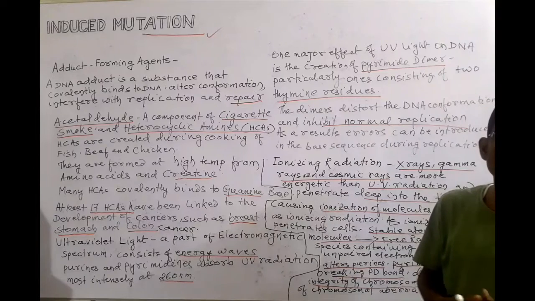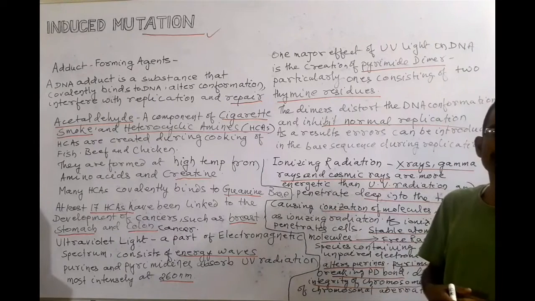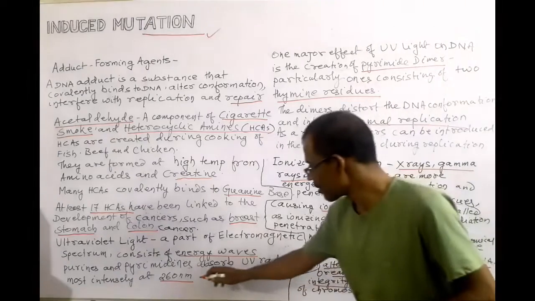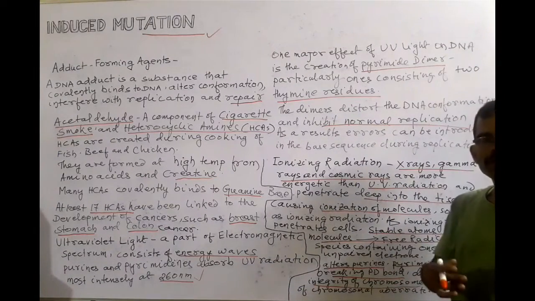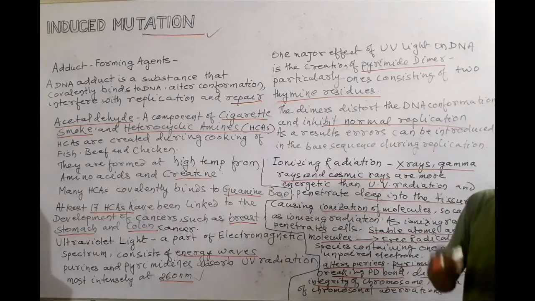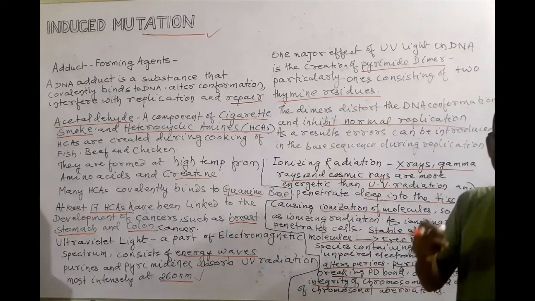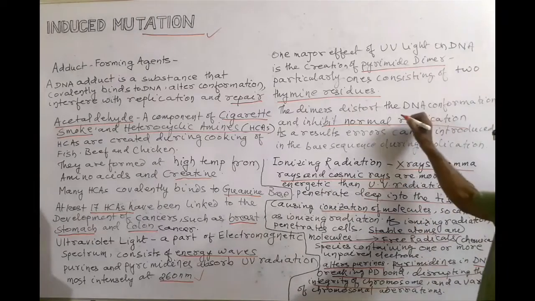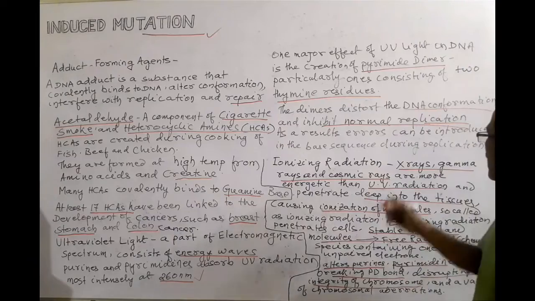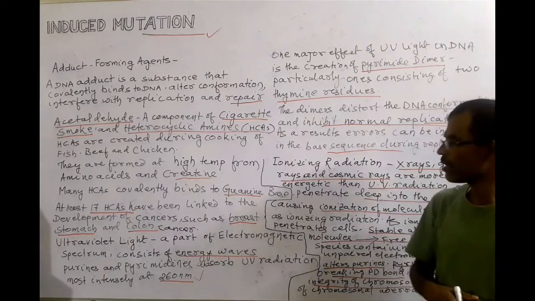Ultraviolet light is a part of electromagnetic spectrum. It consists of energy waves, and you know that nitrogenous base purines and pyrimidines absorb UV light intensely at 260 nanometer. One of the major effects of UV radiation on DNA is the creation of pyrimidine dimer, particularly thymine dimer, that consists of two thymine residue. The thymine dimers cause structural distortion in the DNA double helix that inhibit normal replication. As a result, errors can be introduced into the nitrogenous base during the process of replication, thereby causing mutation.